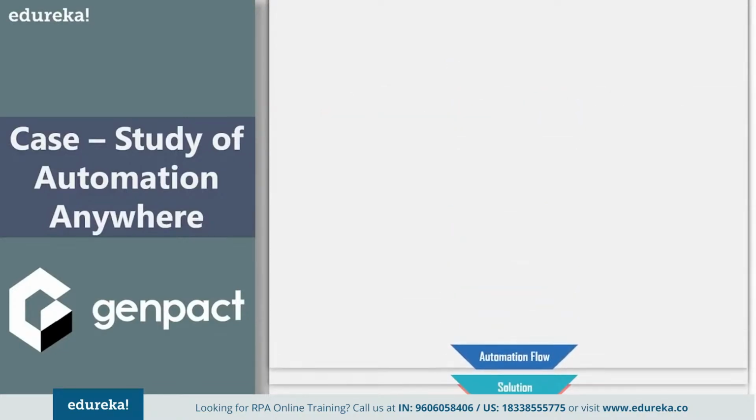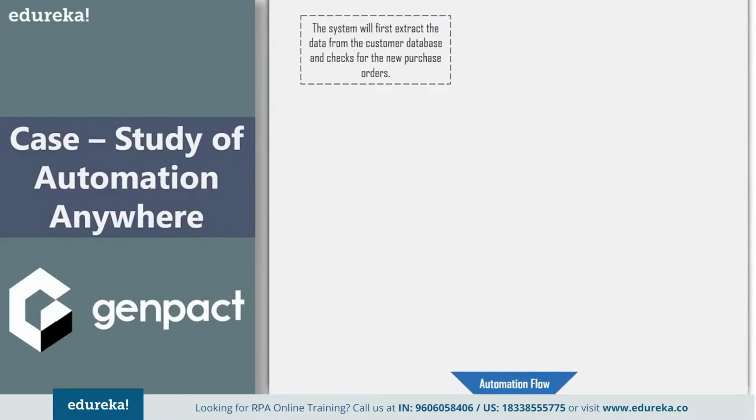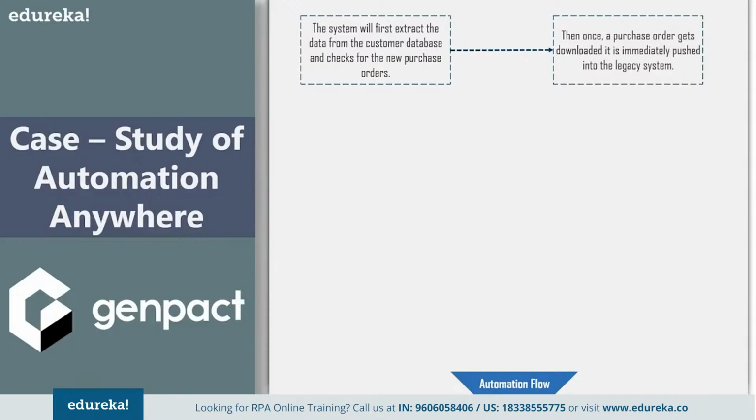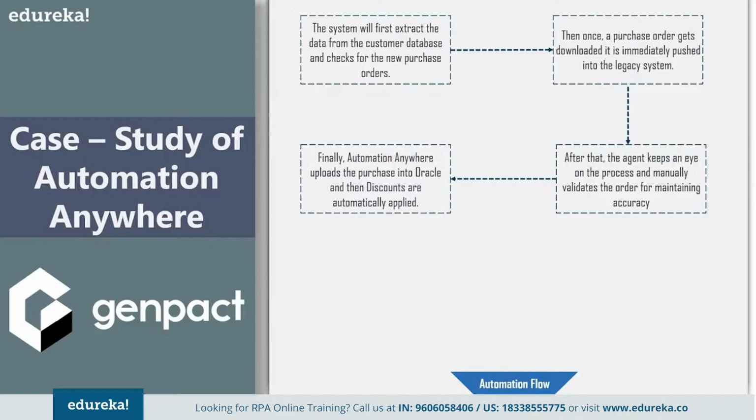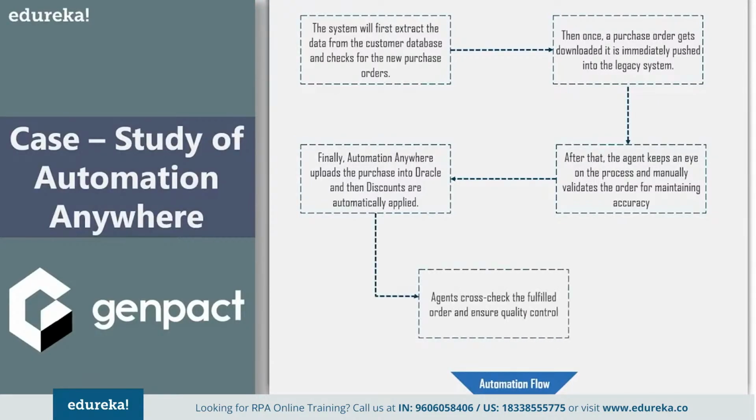So let me tell you the process flow of the automation. The system would first extract the data from the customer database and then check the database for new purchase orders. Then once the purchase order gets downloaded, it would be immediately pushed into the legacy system. After that, the agent would keep an eye on the process and manually validate the order for maintaining accuracy. And finally, Automation Anywhere would upload the purchase into Oracle and then discounts would be automatically applied, right? Apart from all of this, agents would cross check the fulfilled order and ensure quality control, right?